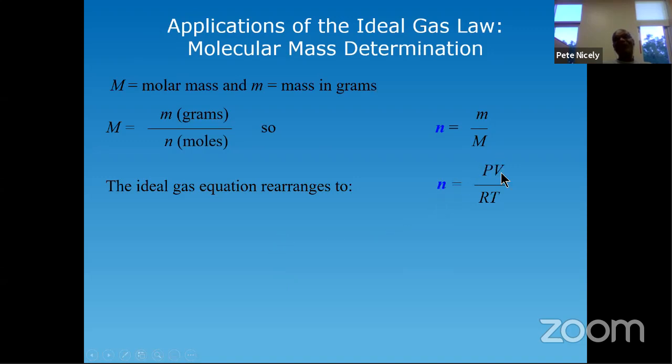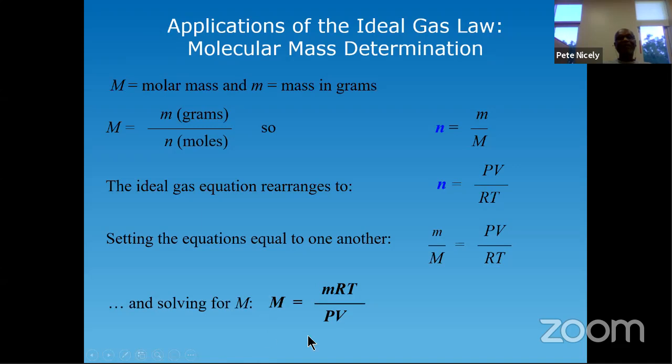N is equal to PV over RT. So we have n equals lowercase m over uppercase M, and n is equal to PV over RT, which means that this here will be equal to this. So we can set them equal to each other, right? And then we can rearrange to solve for uppercase M, and we get this expression.